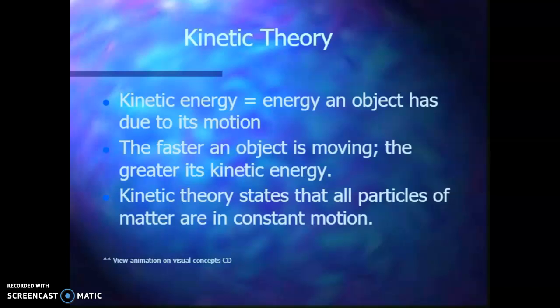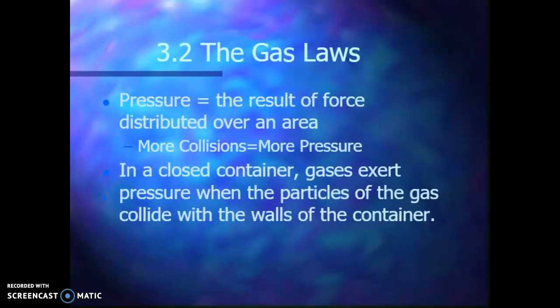As I talked about, kinetic energy is energy an object has due to its motion. So when you see the word kinetic, think motion. The faster an object's moving, the more kinetic energy it has. The slower it's moving, the less kinetic energy it has. What the kinetic theory states, though, is that all particles of matter are in constant motion at all times. So gases are moving around very fast with high kinetic energy all the time. Liquids have medium kinetic energy, but they do have some motion, and even solids, which seem like they're not moving at all, vibrate in fixed locations at the molecular level, so those have motion as well.